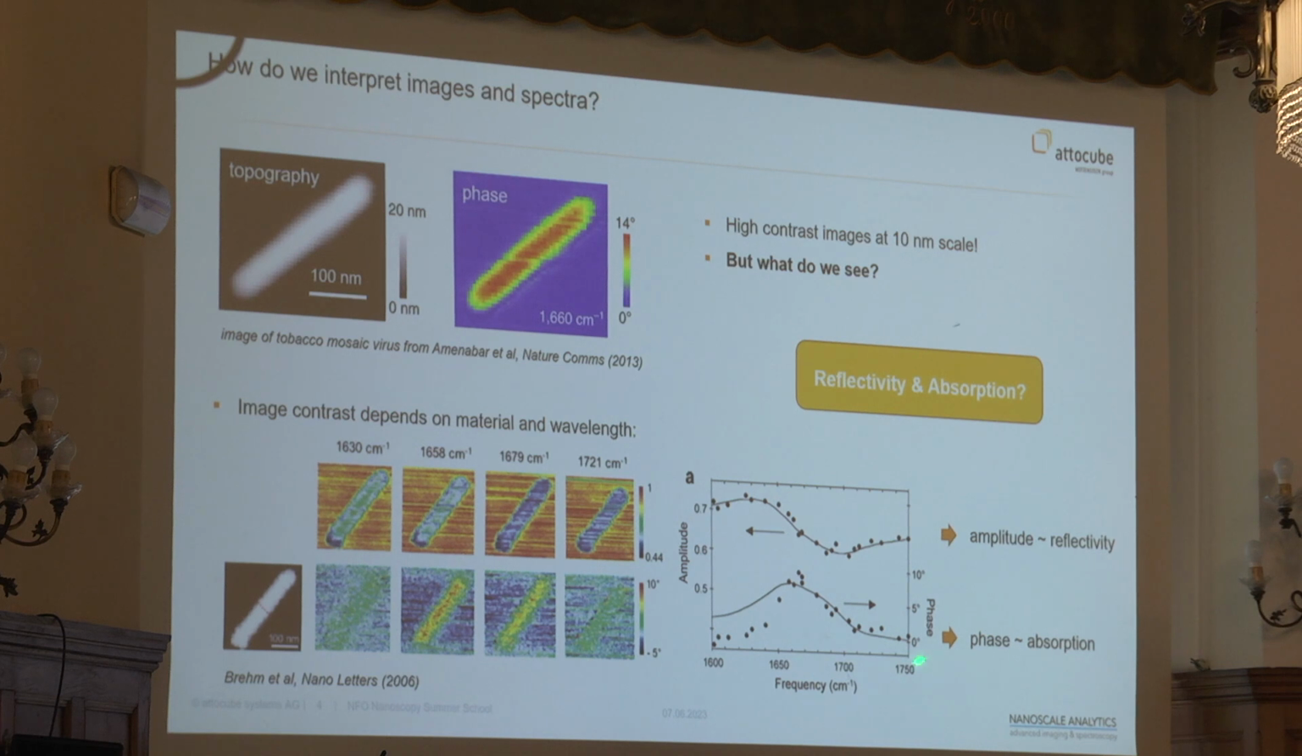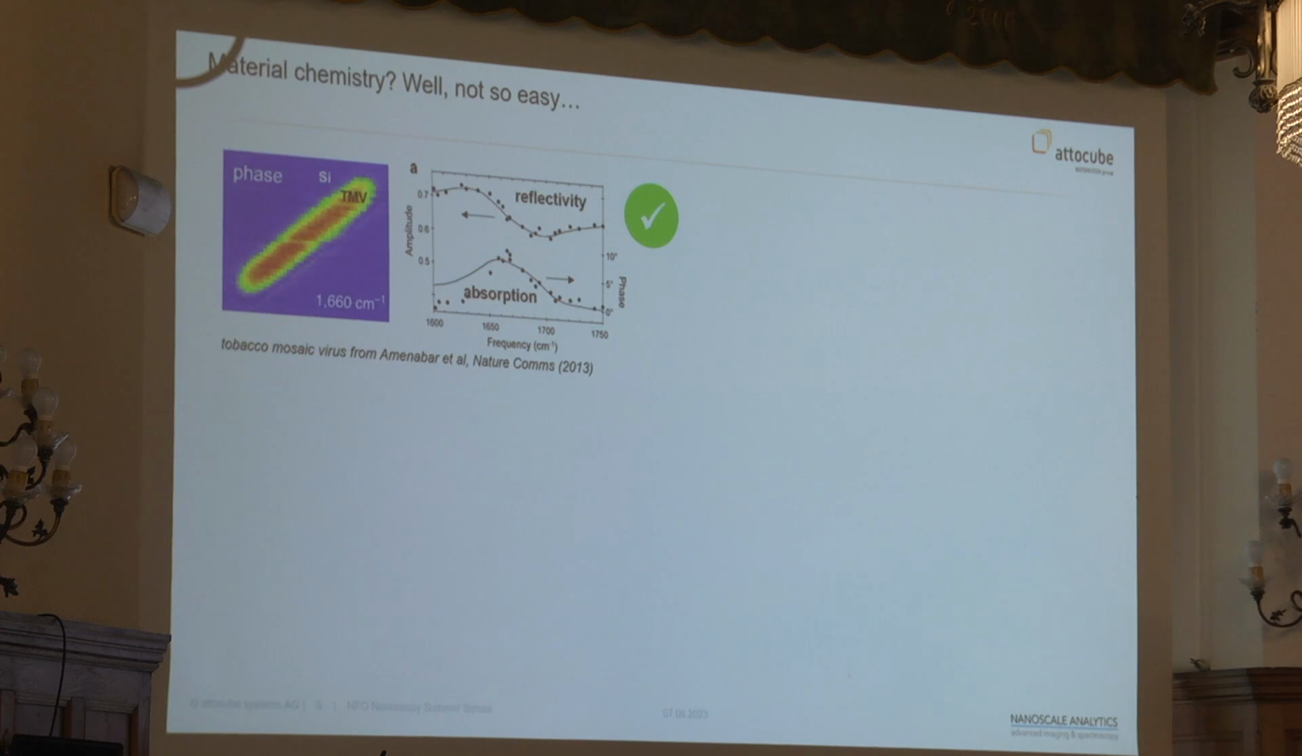Yeah? And the phase, it has the absorptive profile. You see it's kind of a peak, no? So essentially, it seems like the phase simply represents the absorption, right? So maybe it's as simple as when you measure something in SNOM, the amplitude gives you reflectivity, the phase gives you absorption, okay? So that's a very nice and convenient representation. It works pretty well for tobacco mosaic virus, and as we discuss later, for many other materials.